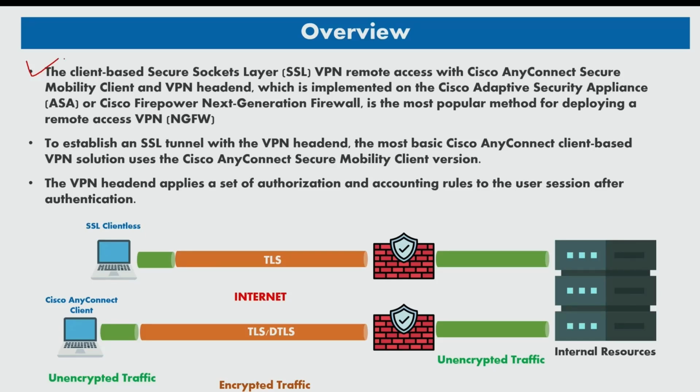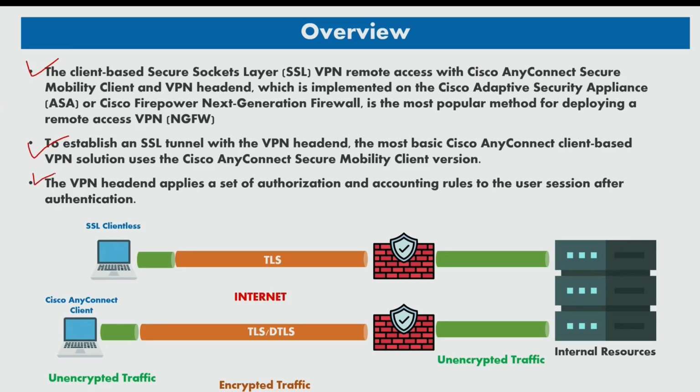To establish an SSL tunnel with a VPN headend, the most basic Cisco AnyConnect client-based VPN solution uses the Cisco AnyConnect Mobility Client version. Bidirectional authentication is used in the basic solution. This means that the VPN client authenticates the VPN headend using a certificate-based authentication method, and the VPN headend authenticates the user using a username and password against its local user database.